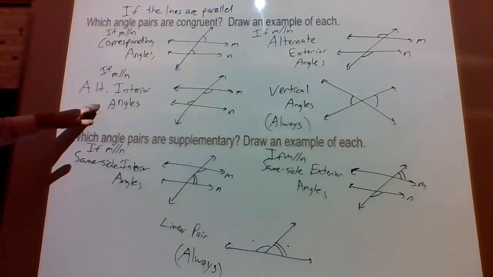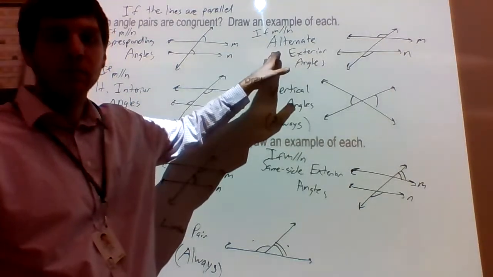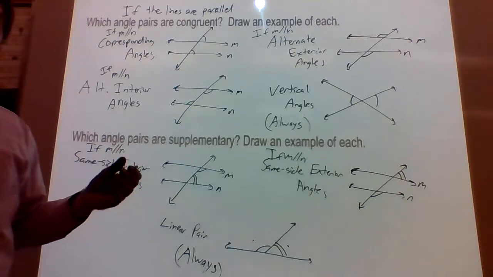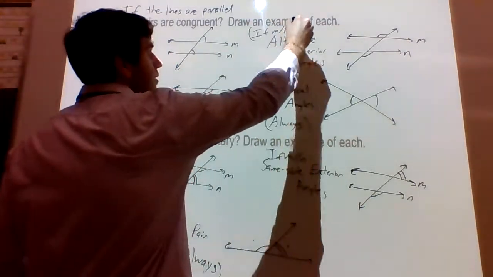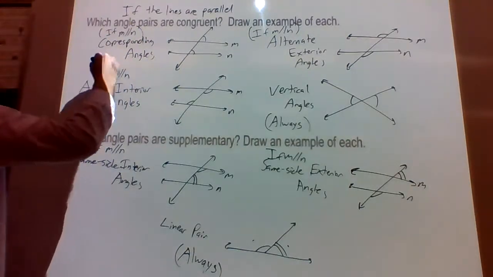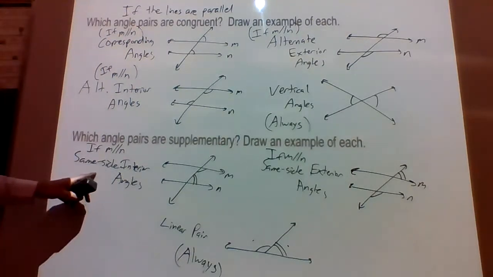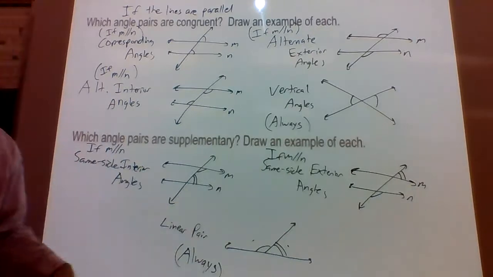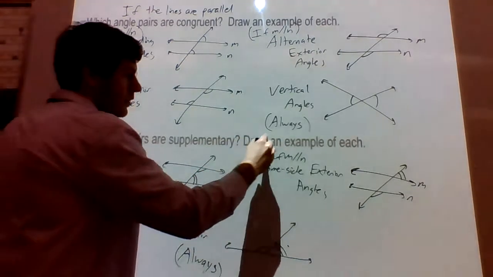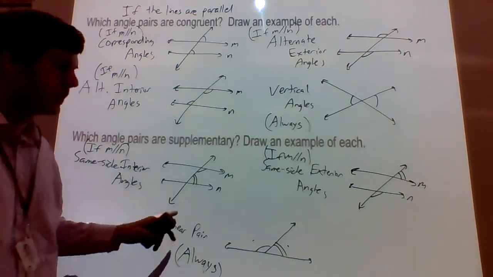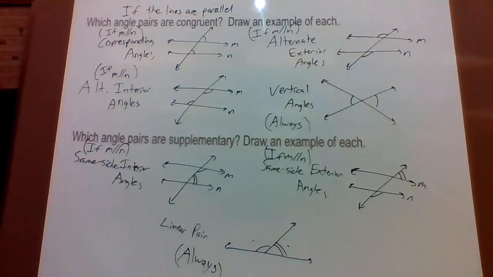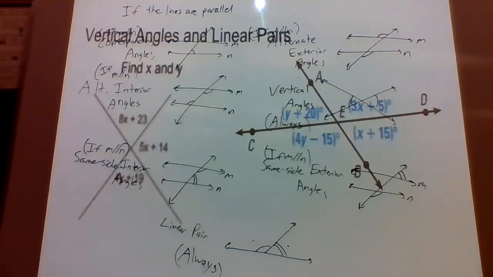Corresponding angles, alternate interior angles, and alternate exterior angles are congruent if M and N are parallel. Same side interior, same side exterior are supplementary if M is parallel to N. Linear pairs are always supplementary. Vertical angles are always congruent. Okay, let's go back a couple slides to here.